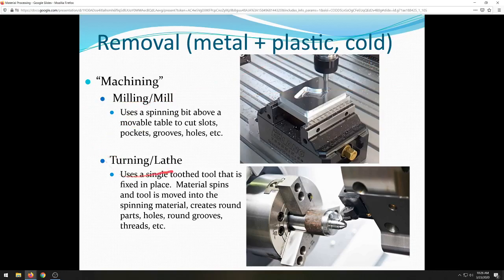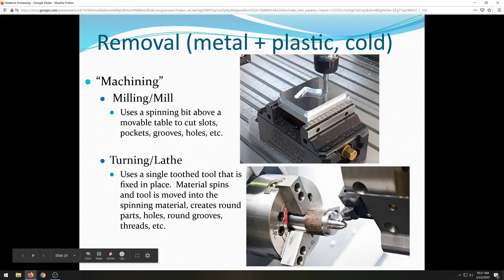And then we've got turning. So a lathe is a single tooth tool. Usually it's single tooth. You can have some lathe tools that have more than one tooth. However, usually it's a single tooth tool. And again, the tool is fixed in place. It's the material itself that spins.